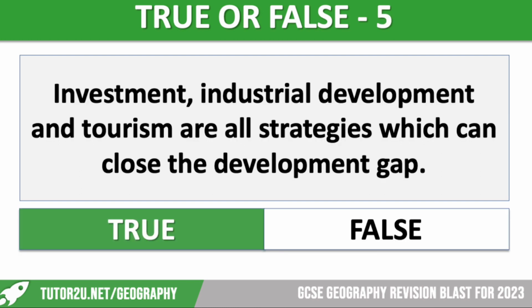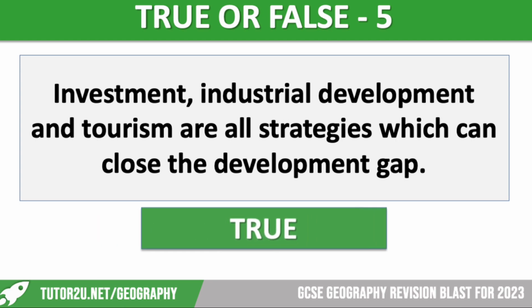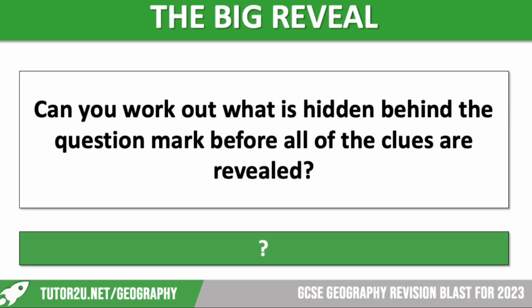Okay, and our last true or false statement is this one. Investment, industrial development and tourism are all strategies which can close the development gap. Is this true or false? Let's have a look. It is true. Okay. Right, we're going to do a game of the big reveal now.